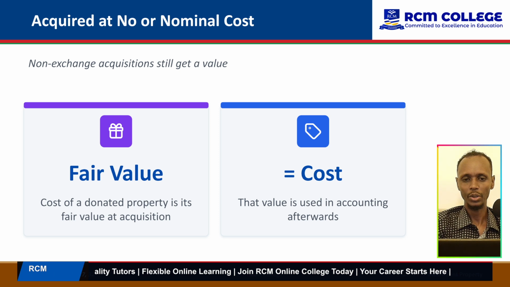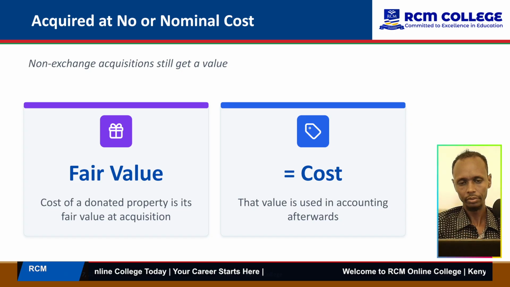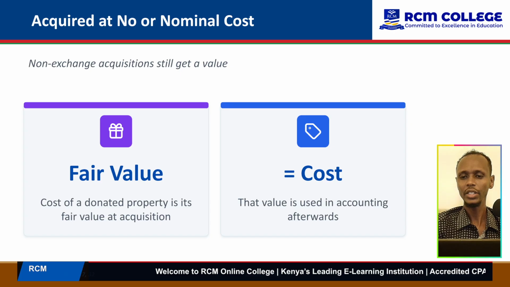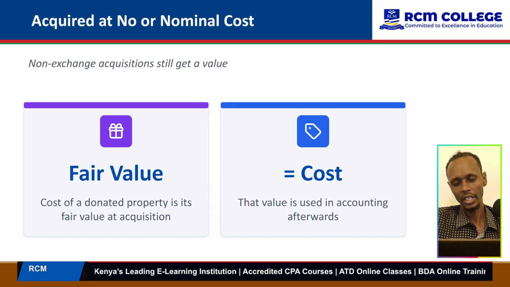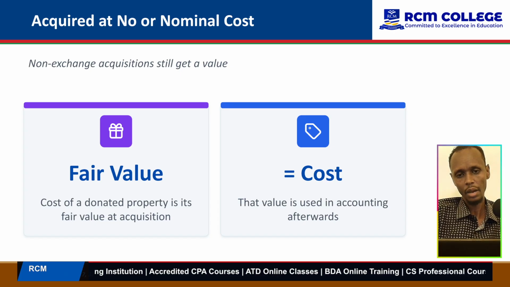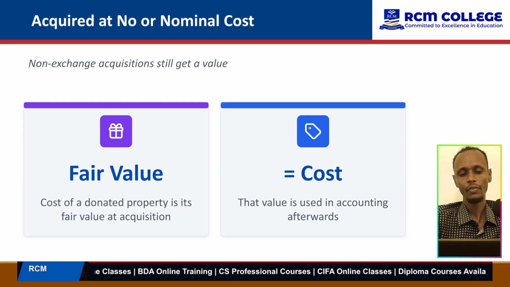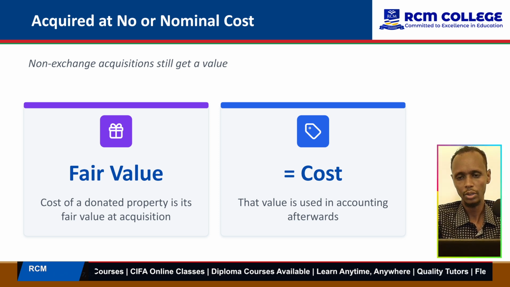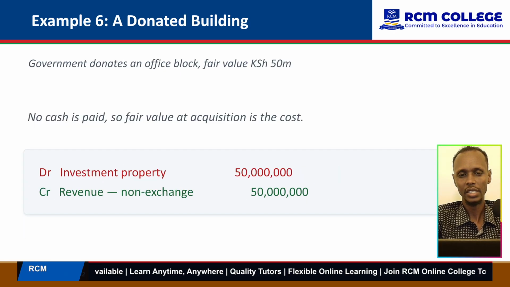So this IPSAS recommends we use the fair value. If you apply fair value, you will revalue your assets at the end of each and every reporting period. If you apply the cost, then the cost value is used in accounting afterwards. So whichever approach you take, but the recommended one for investment property is fair value, the current operational value or the market value. Any change or losses arising from that, you take it to other gain or losses.